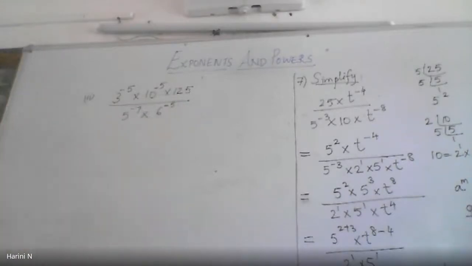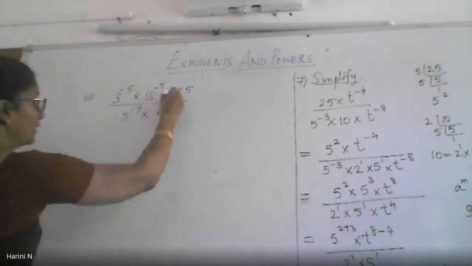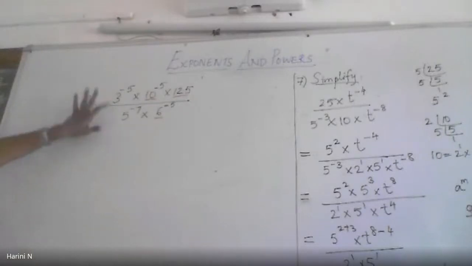So first step, as I told you, you have to see if all the bases are prime numbers or not. So this is okay, 3. 10 you have to simplify. 125 you have to factorize. 6 also you have to factorize. Only these two are prime numbers, so we don't have to touch them.